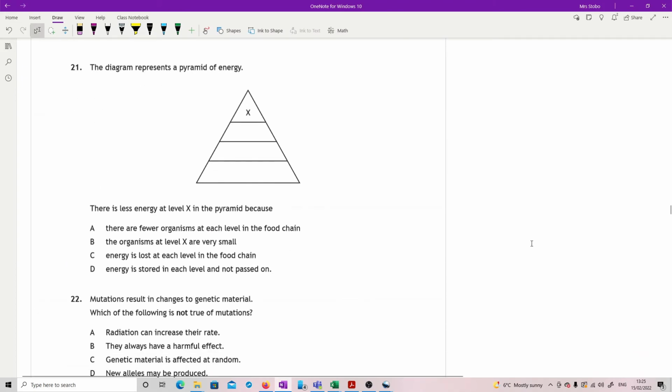Question 21. Diagram represents a pyramid of energy. We've got X at the top. There is less energy at level X in the pyramid because, okay, so this is nothing to do with the number of organisms or the size of organisms, because that would be to do with pyramids of numbers. So get rid of A and B straight off. This is to do with energy, because it's a pyramid of energy. Basically, you should know that we lose energy at each level as we go up, which is why we end up with less at the top. We're expecting that you're only getting a 10% kind of bump each time that you go. So you're losing 90% of the energy at each level. That's a lot.